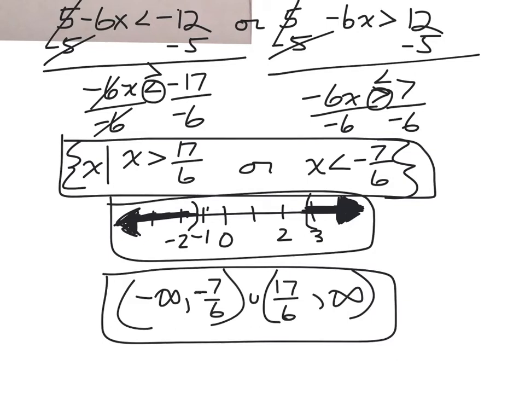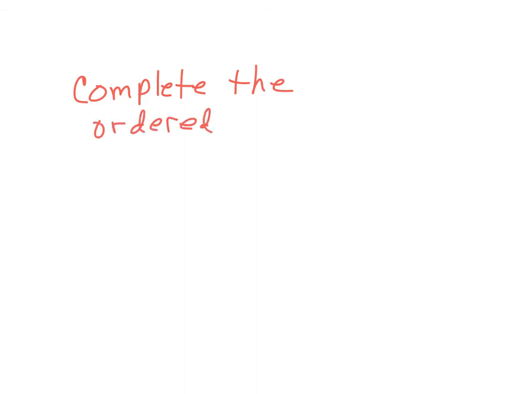Okay, class, the two things that we have left would be from chapter 3. So you could see a problem like this. It would say something like, as we had last time, complete the ordered pairs.